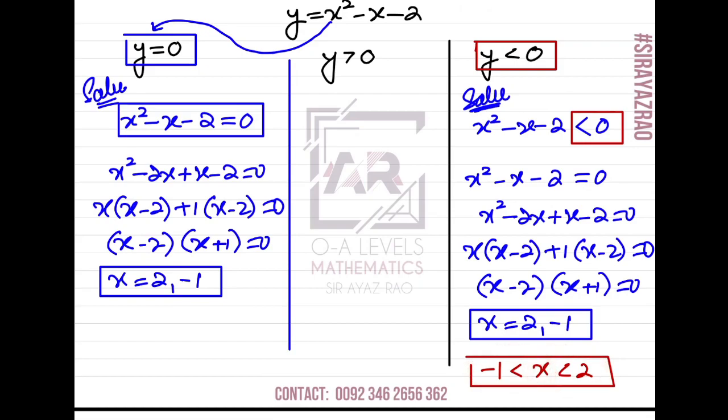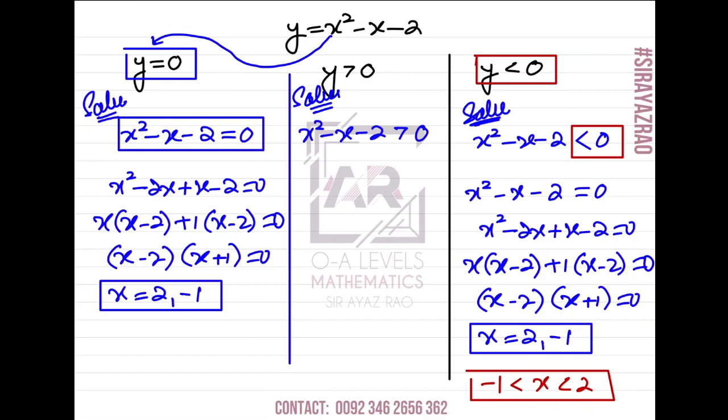Now if they ask you like this, solve x square minus x minus 2 is greater than 0. So they are going to ask you directly for this. If they are asking you this question directly, what they mean is: what is the value of x when y is greater than 0?